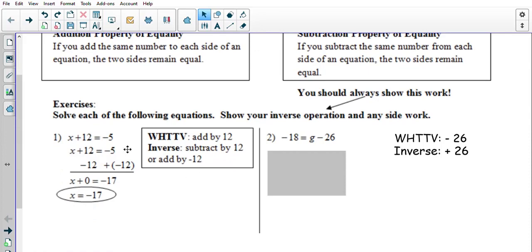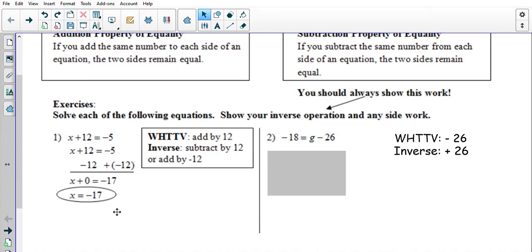So let's take a look at problems 1 through 18 to start. In the exercise problems, it says to solve each of the following equations, show your inverse operation and any side work. Now, you're allowed to use calculators for this unit and for this lesson, so you probably don't need to show the work off to the side, but you will want to use your calculator to double check answers if you're calculating them mentally. So let's take a look at number 1.